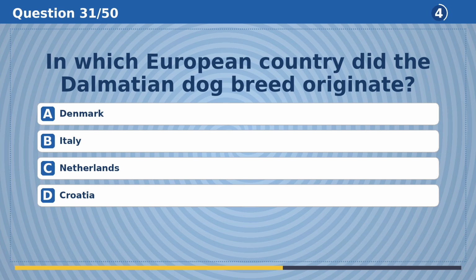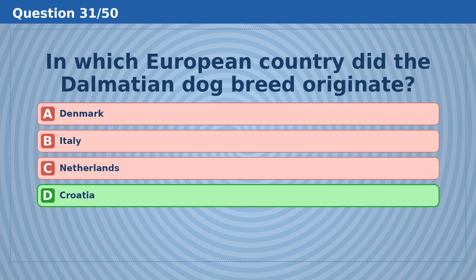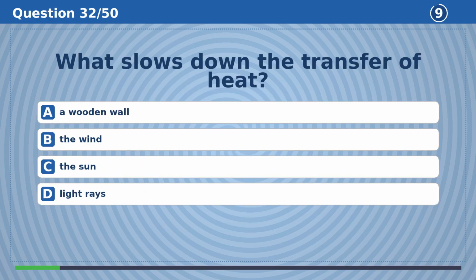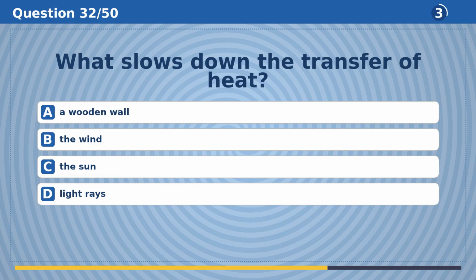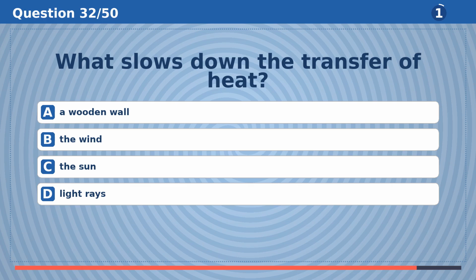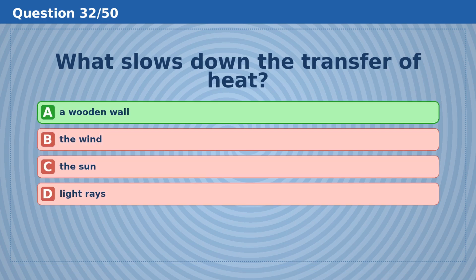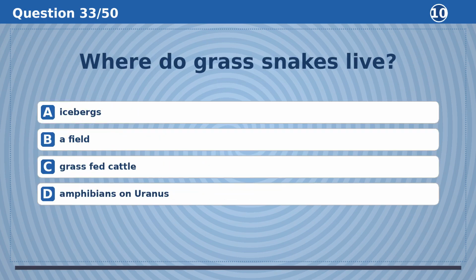In which European country did the Dalmatian dog breed originate? The answer is D, Croatia. What slows down the transfer of heat? The answer is A, a wooden wall.